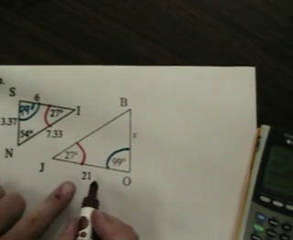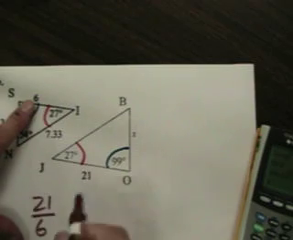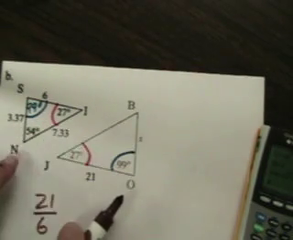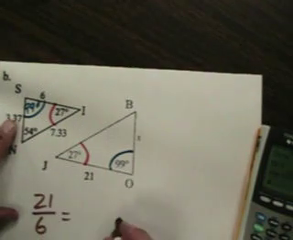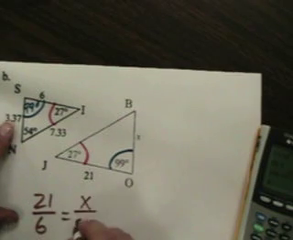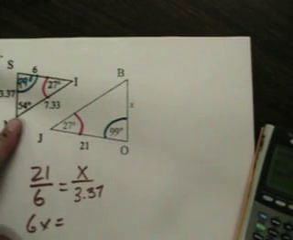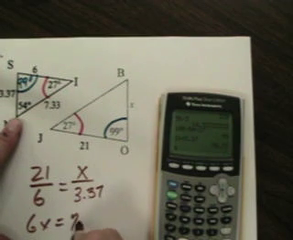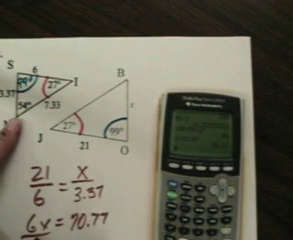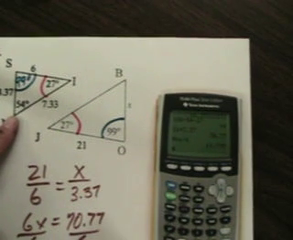Let's see what matches with what. This 21 matches with the 6. So I'm going to put 21 over 6. I'm going from here to here that way. And this one should match with that. So the x and the 3.37. Okay, 6x equals 21 times 3.37. 21 times 3.37 is 70.77. Divide both sides by 6 and I get x is about 11.795, and that is it.